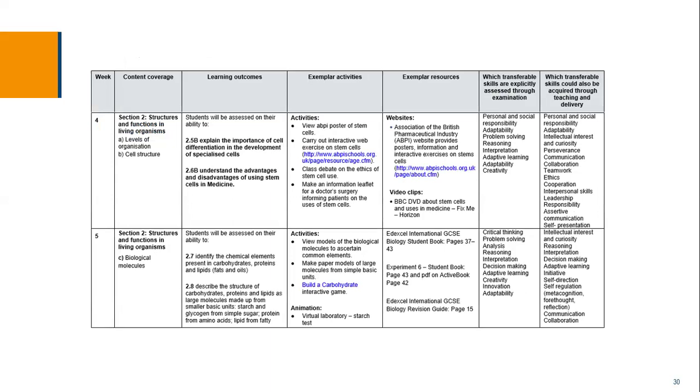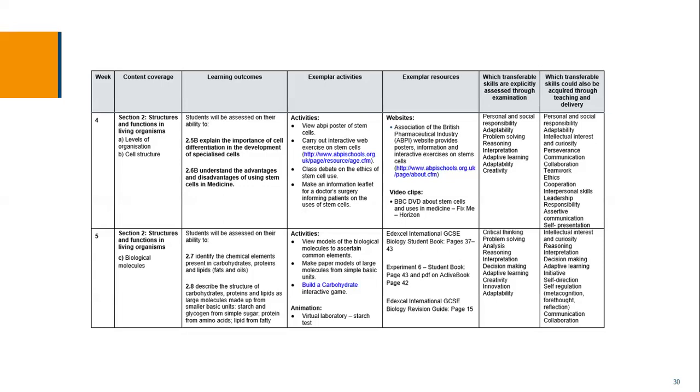So this is an example of part of the scheme of work. This is looking at structures and functions in living organisms, the levels of organization, cell structure. So you've got the learning outcomes in the first column. You've got exemplar activities in the third column.